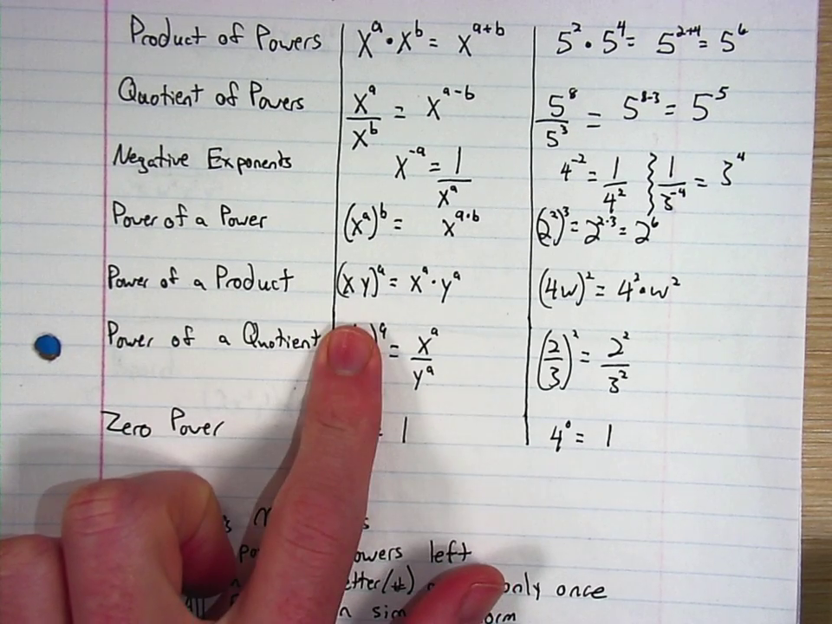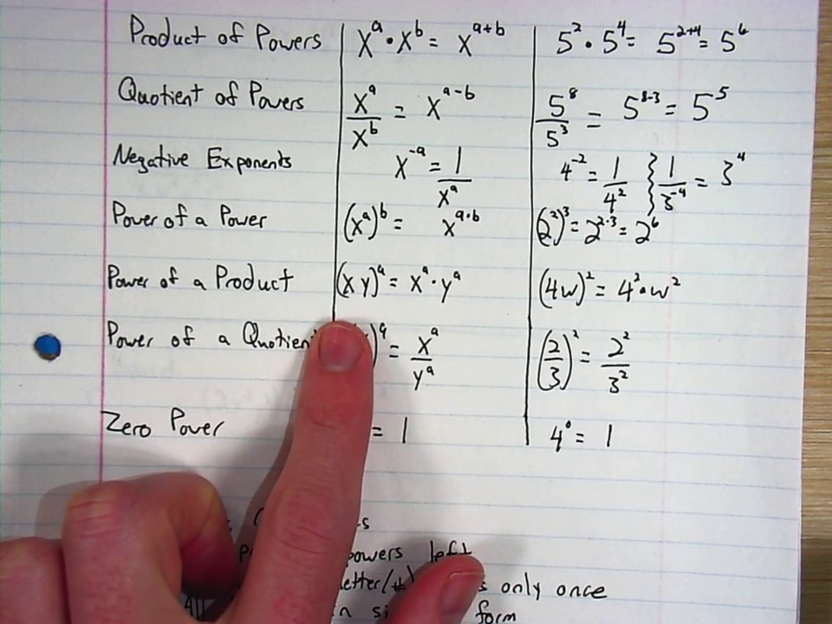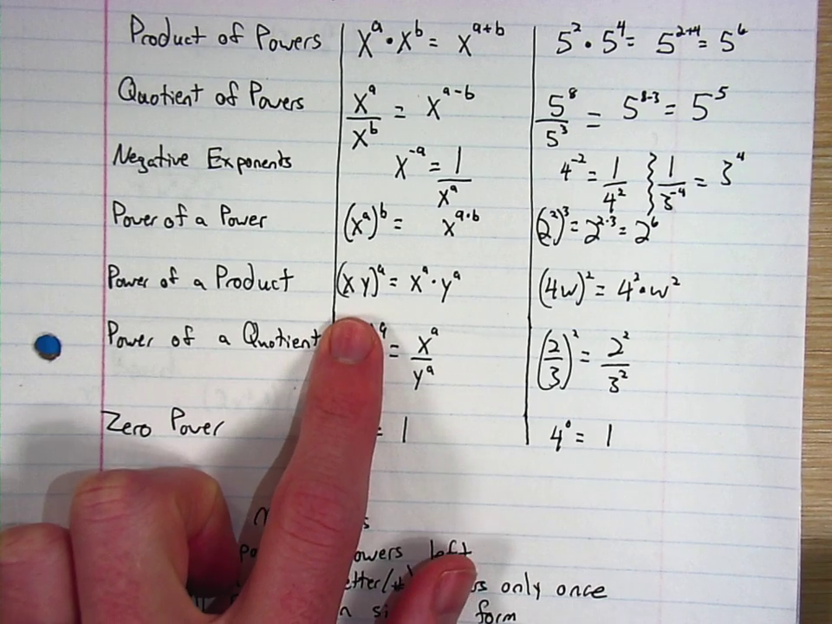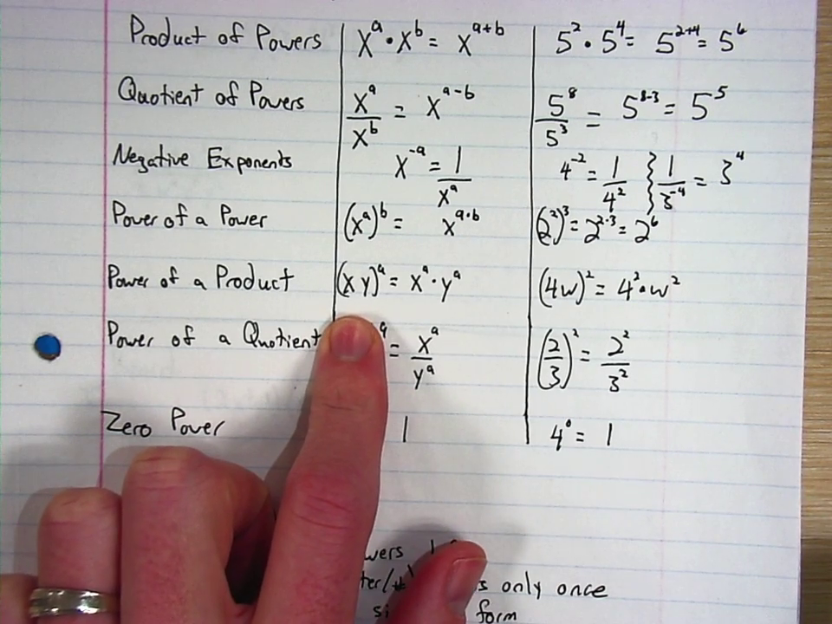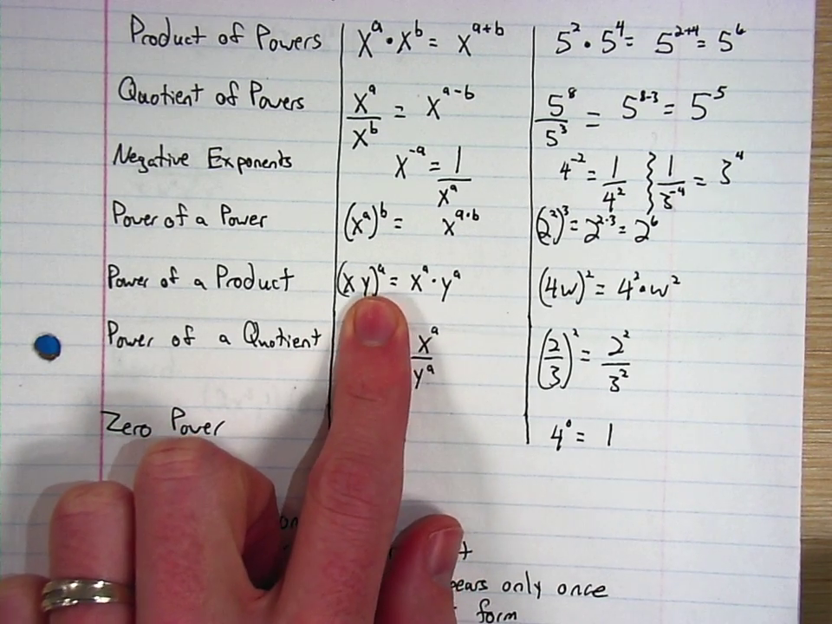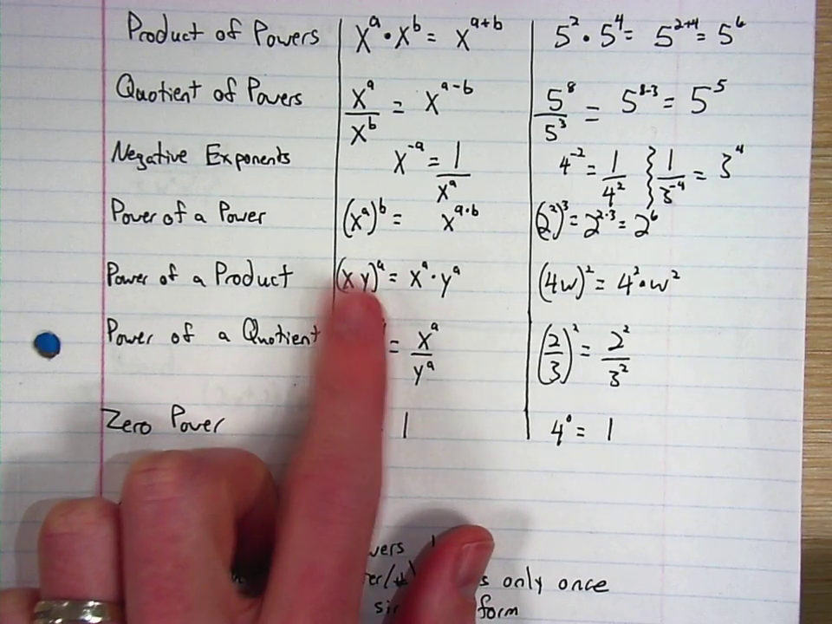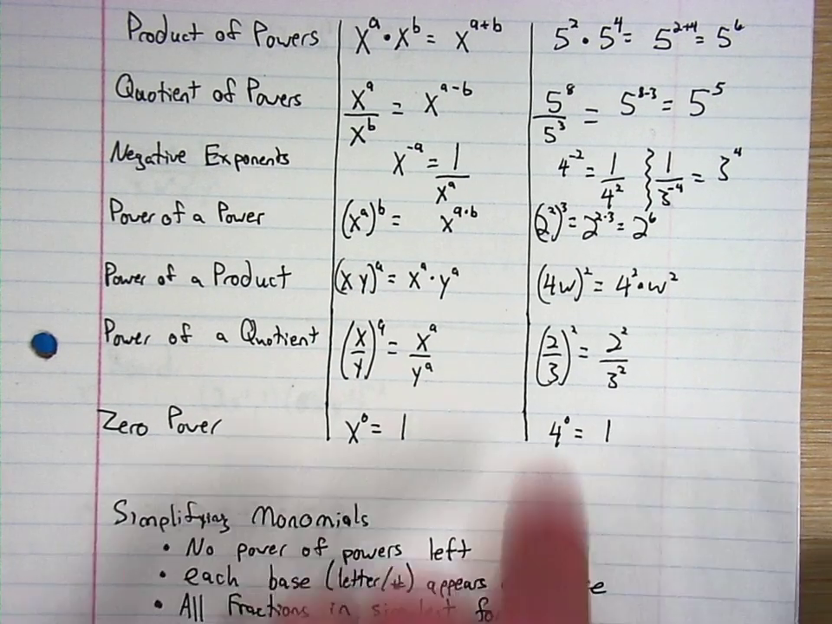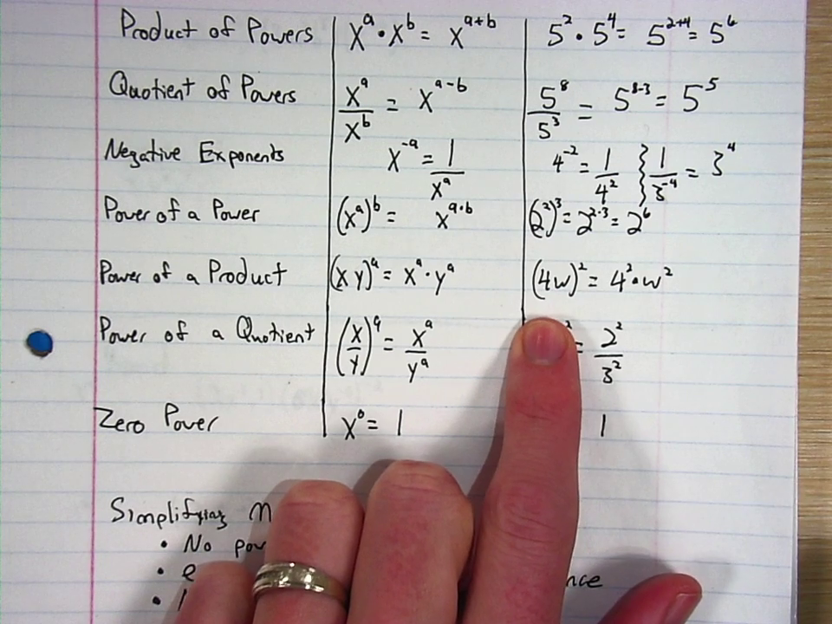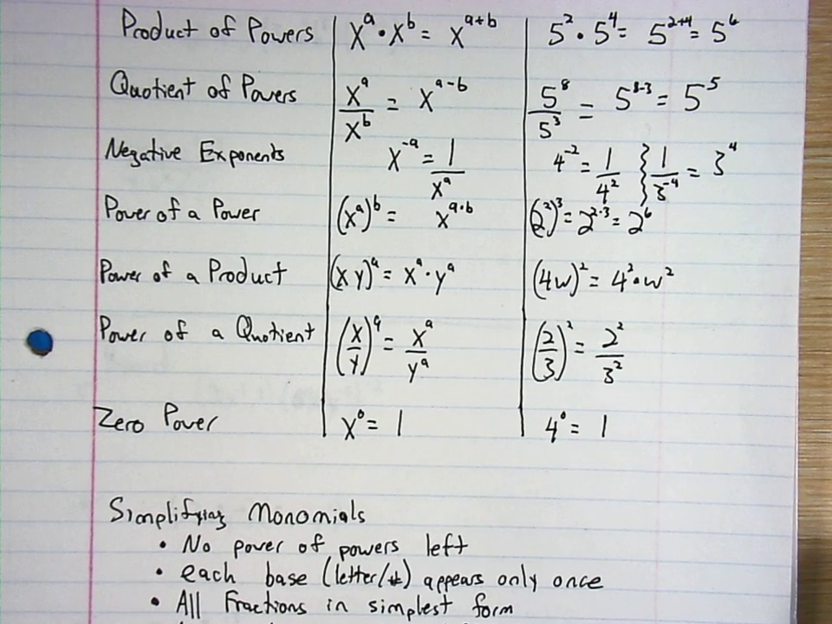Power of a product. If I have 2 things, or 3, 4, 5 things inside parentheses all being multiplied together, then to a power, to a, I can take that exponent in to all the things being multiplied in that set of parentheses. 4w parentheses squared is going to be 4 squared times w squared.